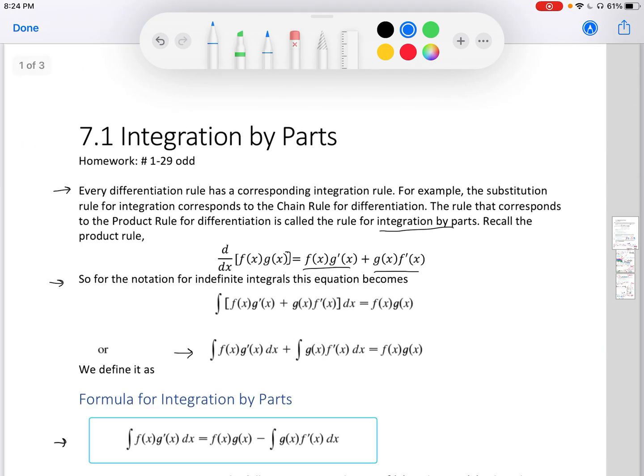All right, that was section 7.1, integration by parts. It's really fun. It's challenging at first because it's new to us, but with practice, it's really enjoyable. So I hope you enjoy this section.